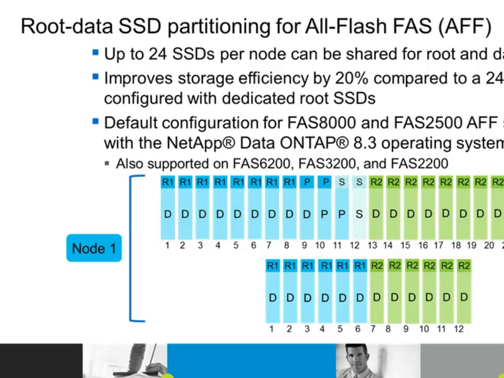So up to 24 SSDs per node can be shared for the root data aggregates, and this improves storage efficiency up to 20%. Again, instead of paying that 3-disk penalty per controller for Data ONTAP, we can now spread the data and the system, the root partitions, if you will, over multiple disks, and not only distribute that from a better data protection perspective, but also we pay a much smaller penalty, if you will. It basically works out to be about 250 gigabytes per controller versus up to multiple terabytes in the traditional Data ONTAP sense.